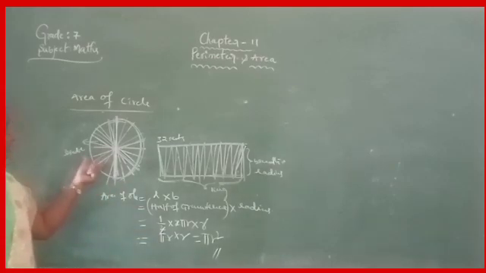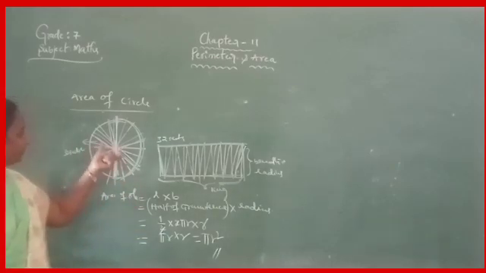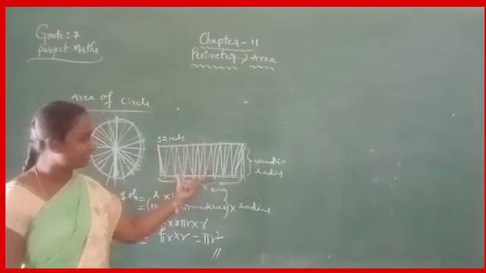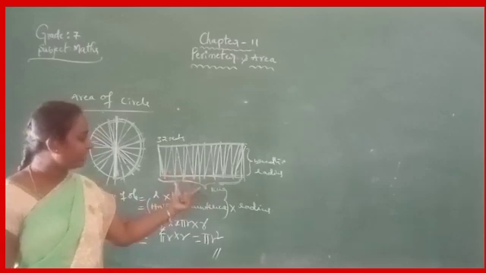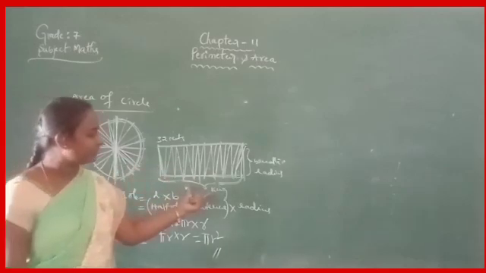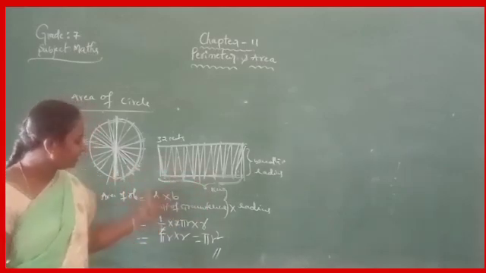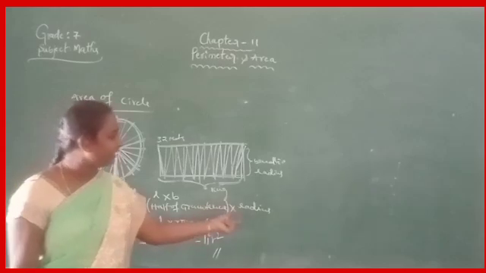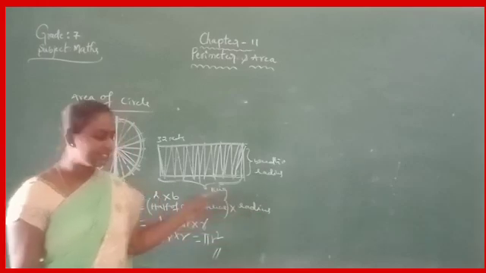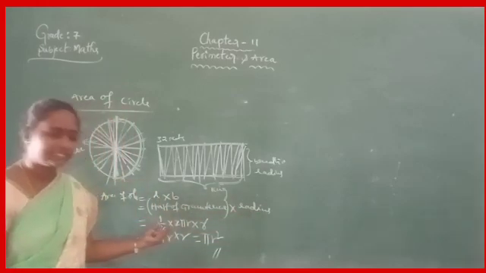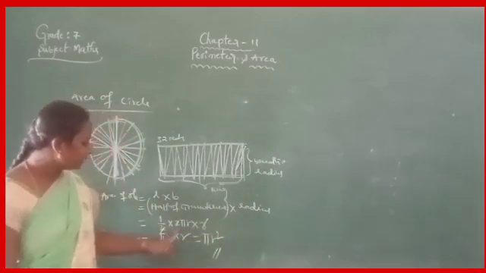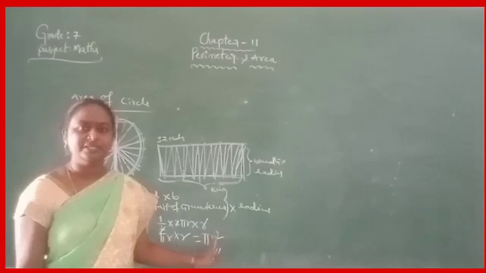If you divide the circle into 64 sectors and arrange the 32 sectors orderly, you will get a rectangle shape, having a length and a breadth. The length of the rectangle is equal to half of the circumference, and the breadth is equal to the radius of the circle. Half of the circumference is 1 by 2 into 2 pi r, into radius. After simplifying, you will get pi r square.